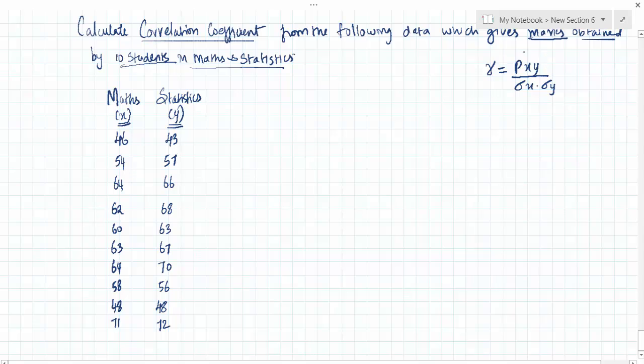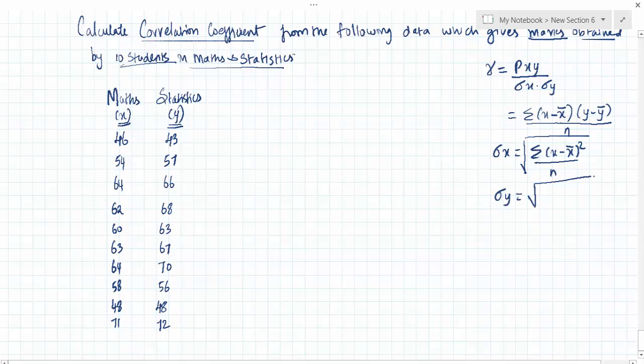To calculate this covariance of x, y, we need summation of x minus x bar and y minus y bar divided by n. And for calculating the standard deviation of x, what we need is summation of x minus x bar the whole square by n, and square root applied on that. Similarly, we have to do for y also. That is going to be the square root of summation of y minus y bar the whole square by n.